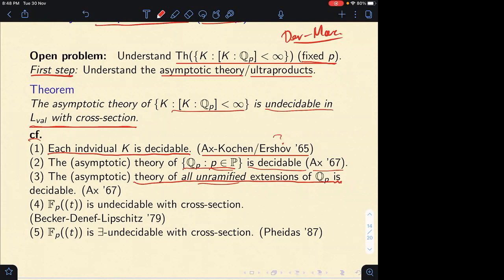On the other hand, in characteristic p, we mostly have undecidability results. So F_p((t)) is undecidable with a cross-section. This was actually already known to Ax, but it was unpublished. The first published proof was by Becker, Denef, and Lipshitz. And 10 years later, Pheidas actually showed that already the existential theory is undecidable. And in fact, he also showed that you can take this base field to be anything that you like, as long as it's of characteristic p.